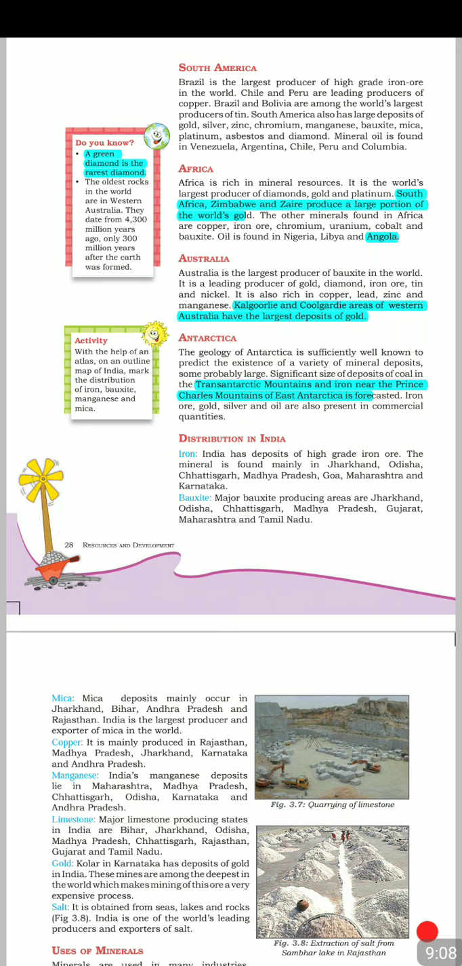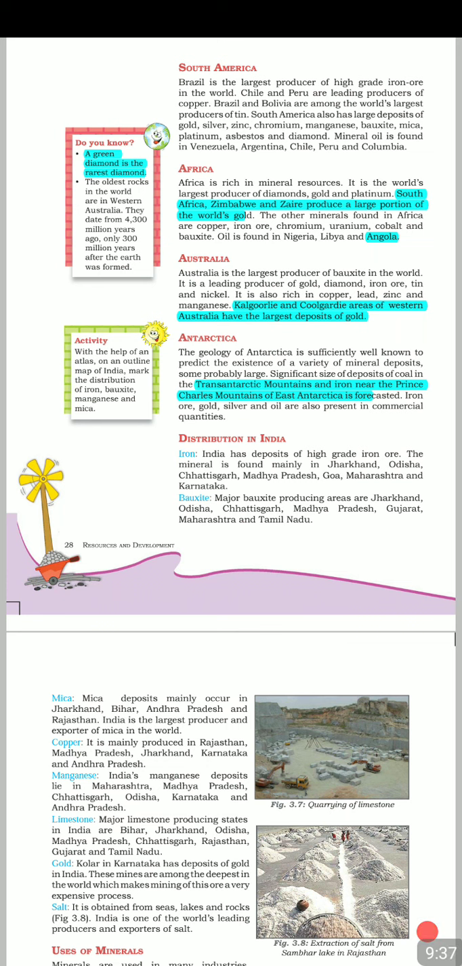Next, Africa, very famous for diamond and gold, right? South Africa, Zimbabwe, and Zaire. India imports lots of gold from here. Oil is found in Nigeria, Libya, and Angola. Also, the DRC, Democratic Republic of Congo, has really large deposits of copper, iron ore, chromium, uranium, cobalt, and bauxite.